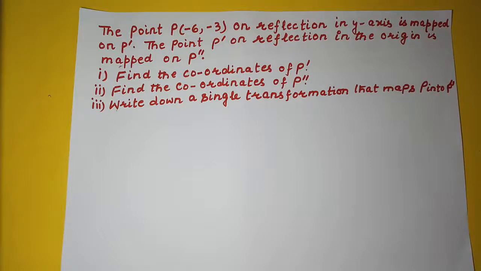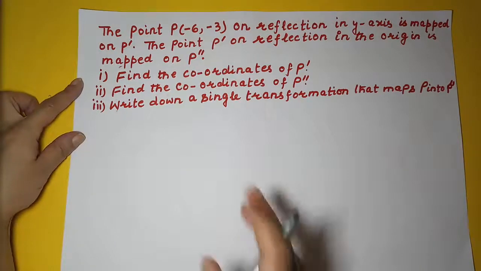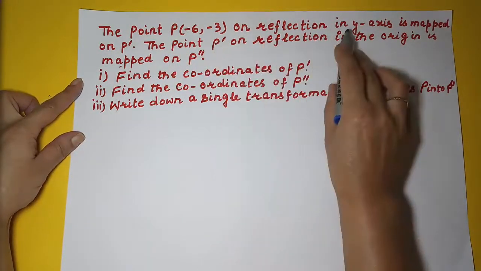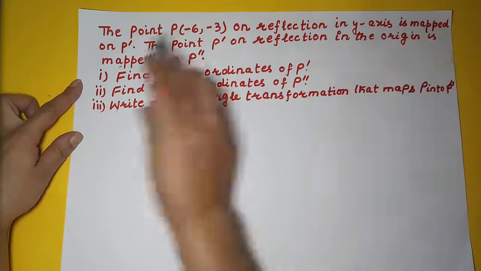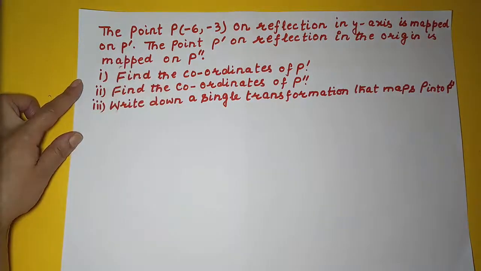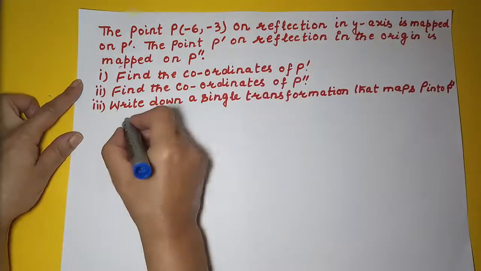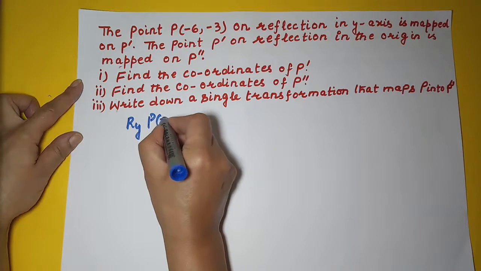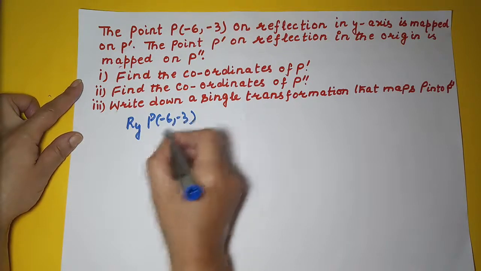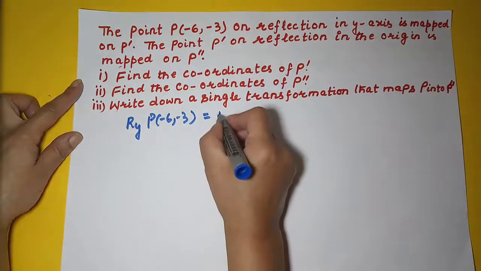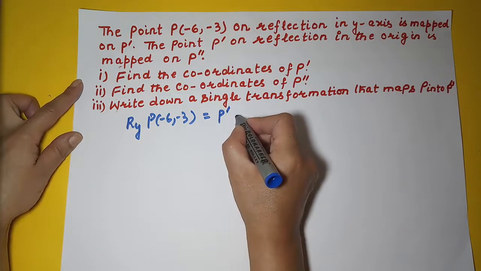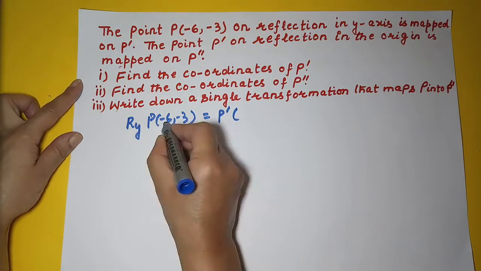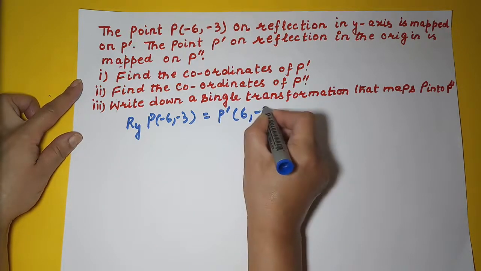In this video, we are continuing with the reflections. He's saying that the point P (-6, -3) on reflection in the y-axis is mapped as P dash, right? So let's reflect this point P (-6, -3) in the y-axis. It will be mapped as P dash, and what will be the coordinates of P dash? The sign of the x coordinate will change, so it will become (6, -3).